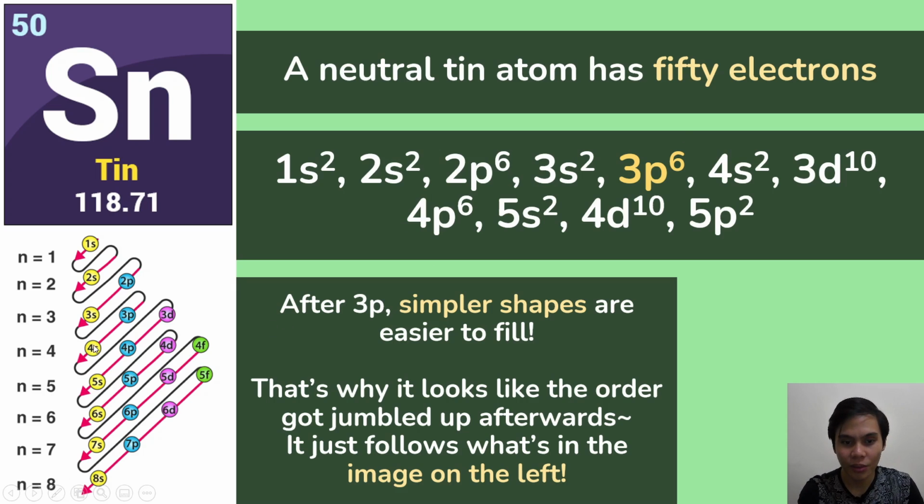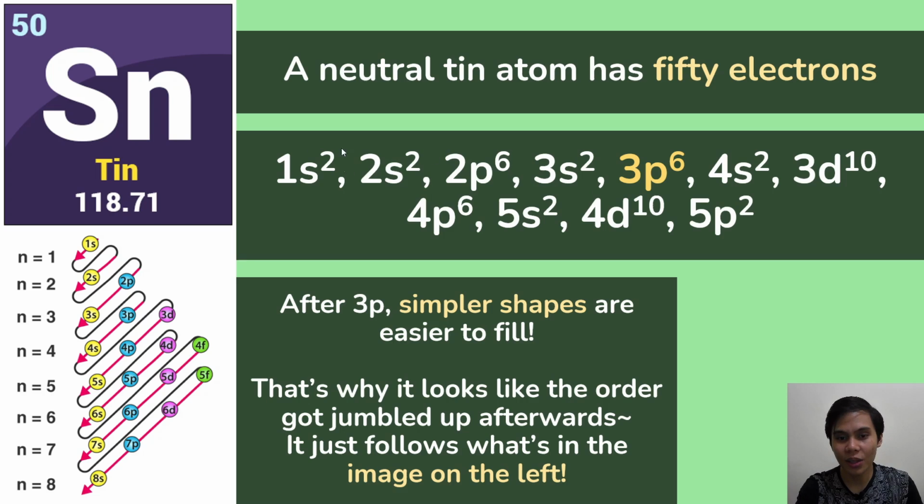After 4s2, we go to 3d. So we can finally fill 3d. So we fill in 3d10. After 3d, if we follow the diagonal arrows, we have 4p, then 5s. So we put 4p6, 5s2, and we keep following this diagram, 4d10, and then 5p2. Why did we stop at 5p2? Why not 5p6? Because we reached 50 electrons.